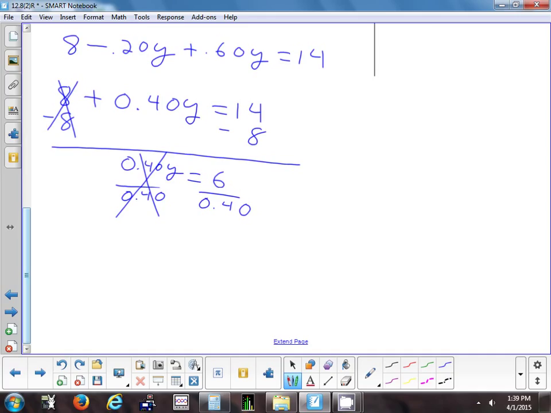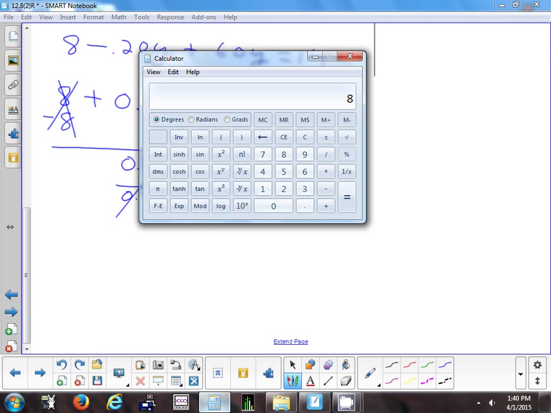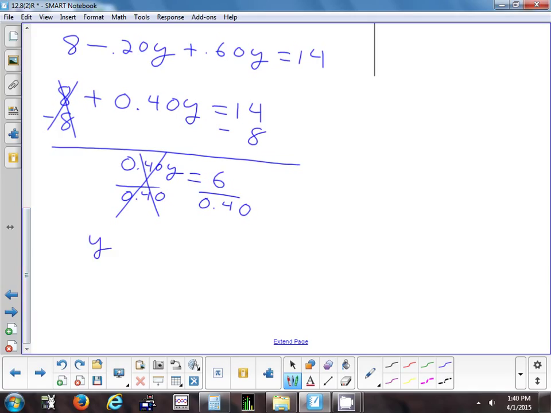Okay. Guys, you don't have to put the 0 in front of it if you don't want to. 0.40 is the same as 0.4. It means the same thing. And now just use your calculator. Divide it. See what you get. Okay, we get a nice answer. 15.